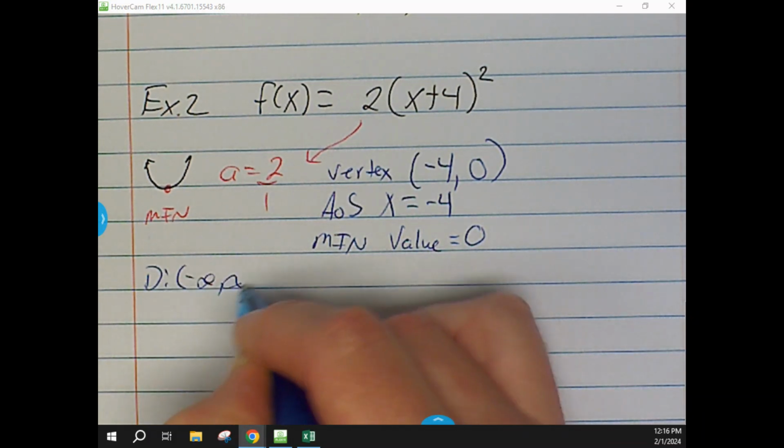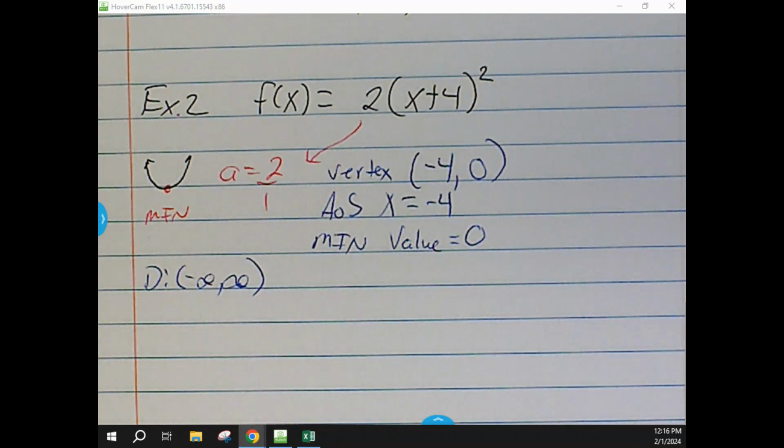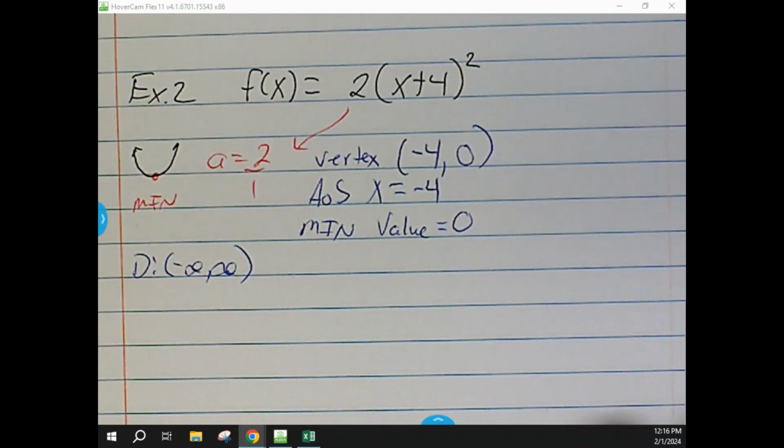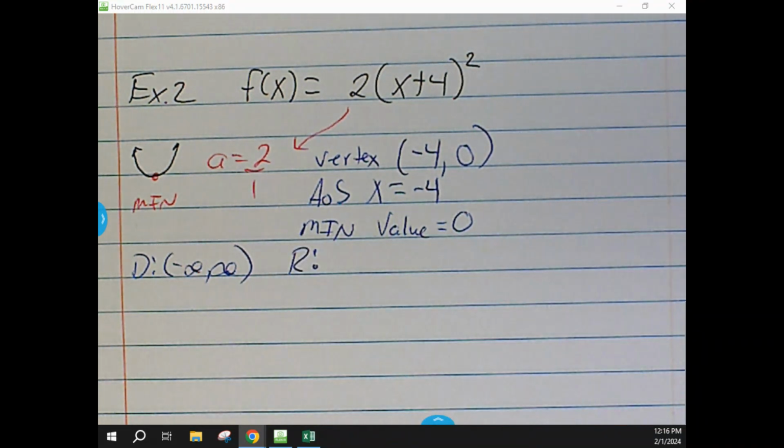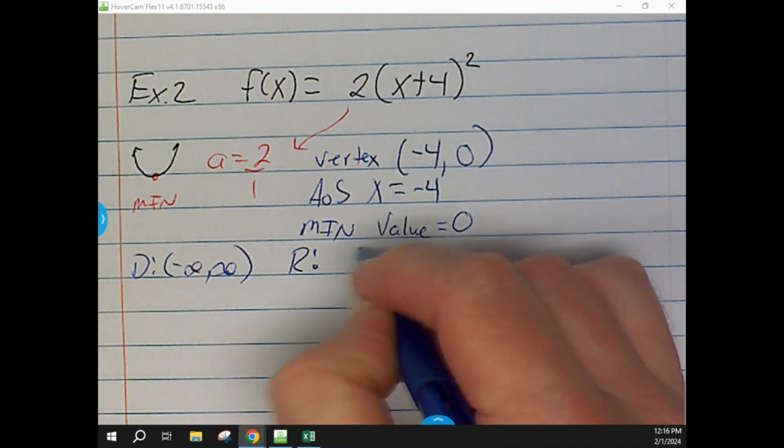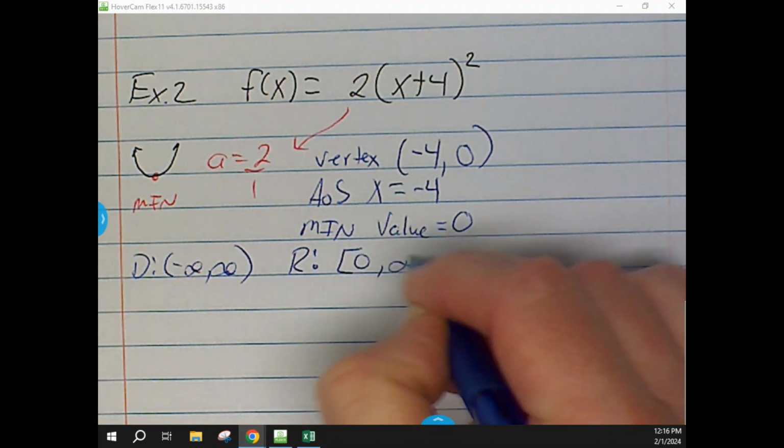All right. Again, the domain, we know it's -infinity to infinity because it never changes. It will always be that exact same answer. The one that changes is the range. Okay, so this is the minimum. So we're going to start with that number, and then we go to infinity.